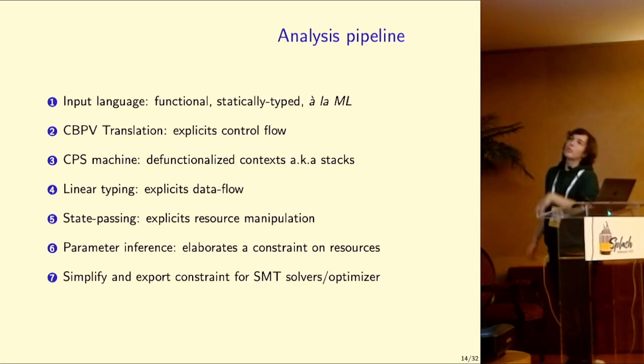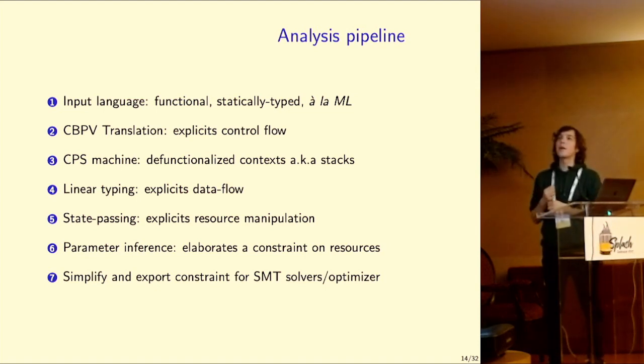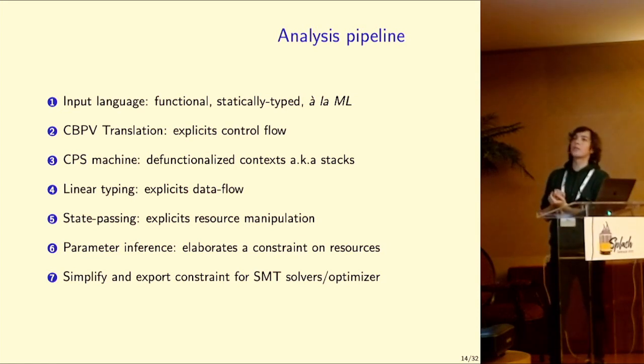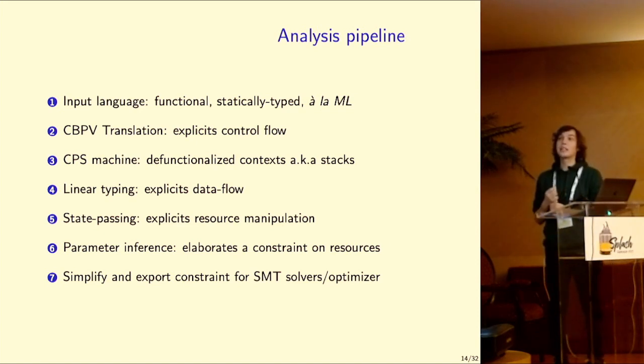First, we have our input language, which is some kind of a functional statically typed lambda calculus. And the first thing we do is we translate it to call-by-push-value evaluation, which gives us an explicit notion of control flow for the program. So the call-by-push-value program will somehow embed its own operational semantics. Then we run a CPS transformation, which gives us our abstract machine notation.